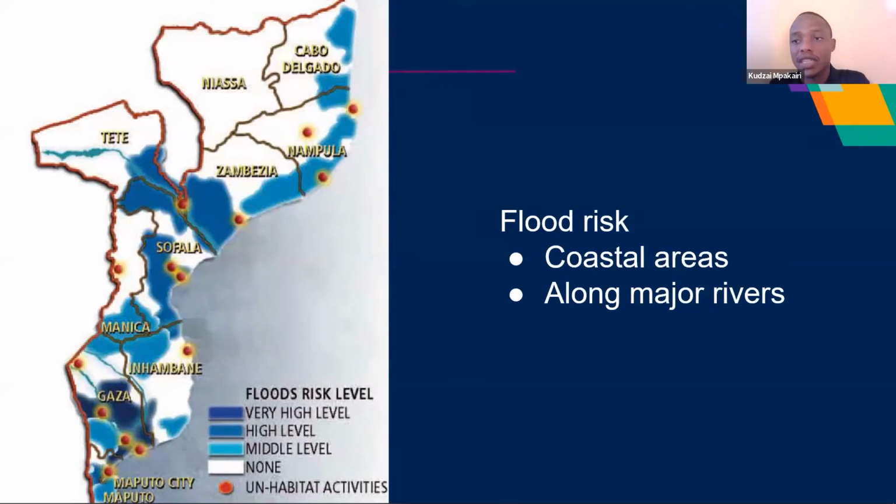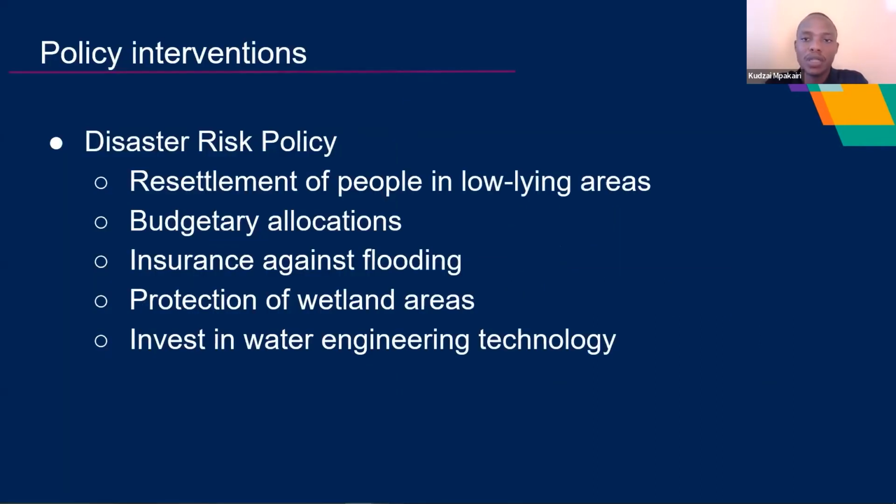So now that we have understood where the flooding risk is, how do we then inform policy? At the end of the day, we need to inform policy. Policy interventions come through, for example, the disaster risk policy. The disaster risk policy would inform and say that we need to resettle people in low-lying areas. We need to have a budgetary allocation of this much. Probably last year we used this much for the flooding, and this time around we need to use this much. We can also engage insurance companies so that people buy insurance, so that today you build your house and insure it against flooding. When the cyclone comes and there's flooding, your house might not be there, but since the insurance companies will be there, it will be easy.